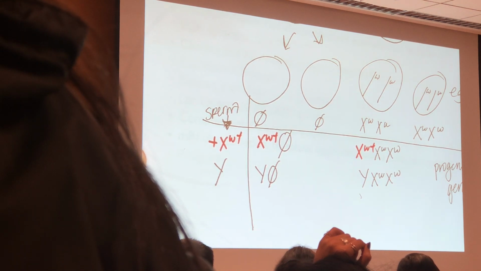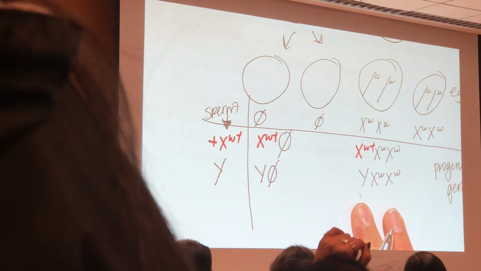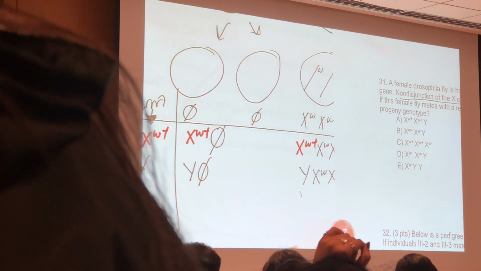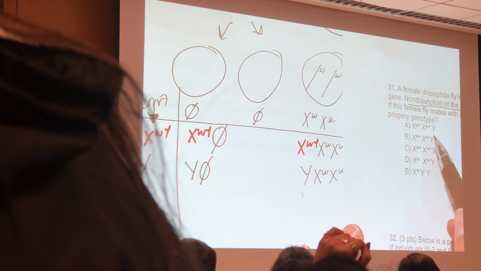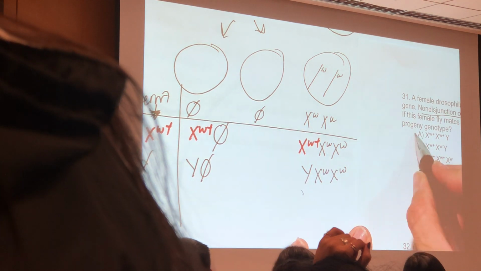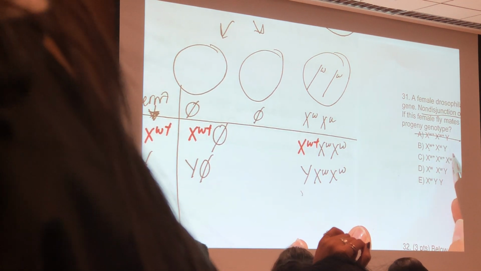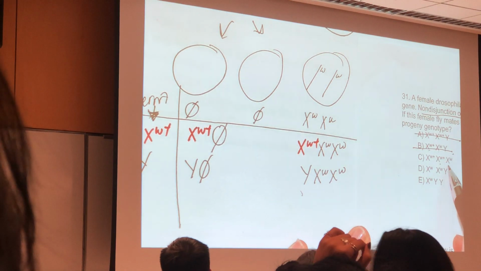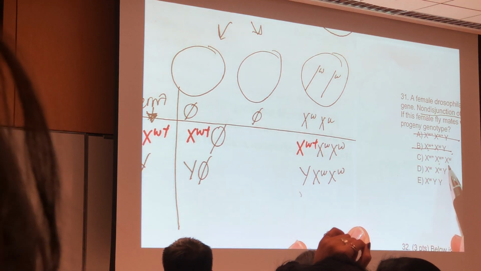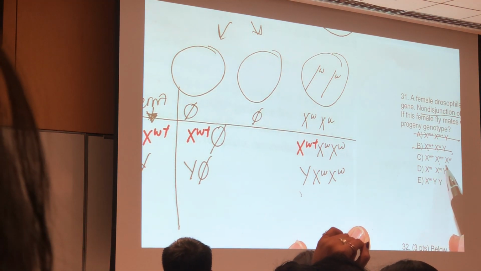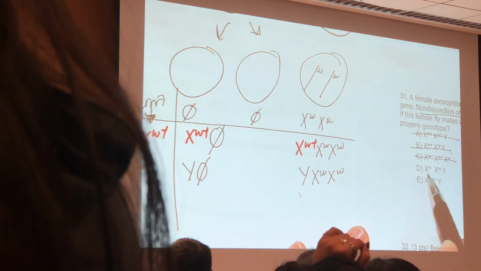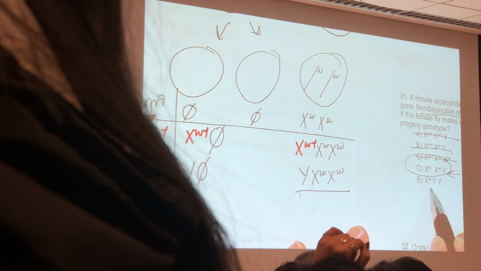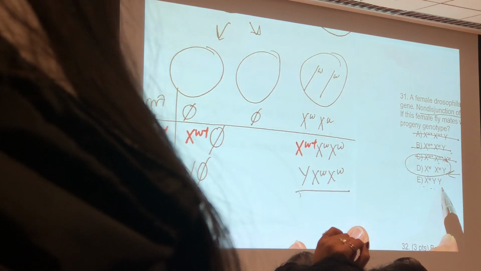Questions about that? X^W+ X^W+ Y, not one of these four. X^W+ X^w Y, not one of these four. X^W+ X^W+ X^w, that would be if non-disjunction occurred in meiosis 1 in the male fly. That's not what was described here. X^W+ X^w Y, right here. X^W+ Y Y, again, if non-disjunction occurred in the male fly, that would be an option.